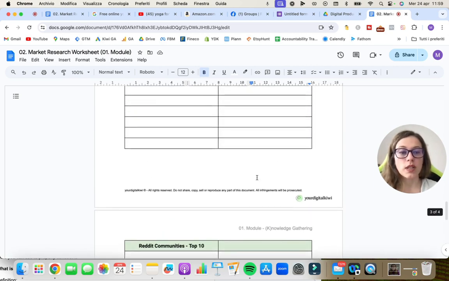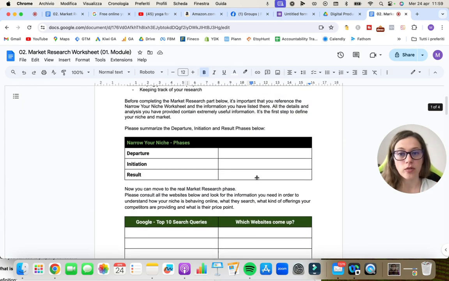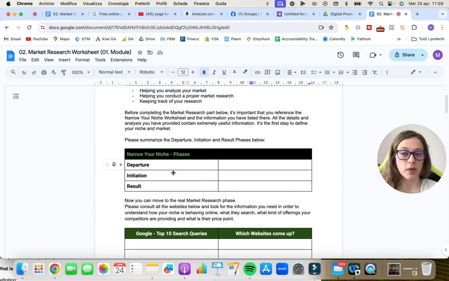And that's it. If you complete this sheet, you will get extremely valuable information, and it completes the first part, which is narrow your niche. Make sure you complete it and then see you in the next lesson.